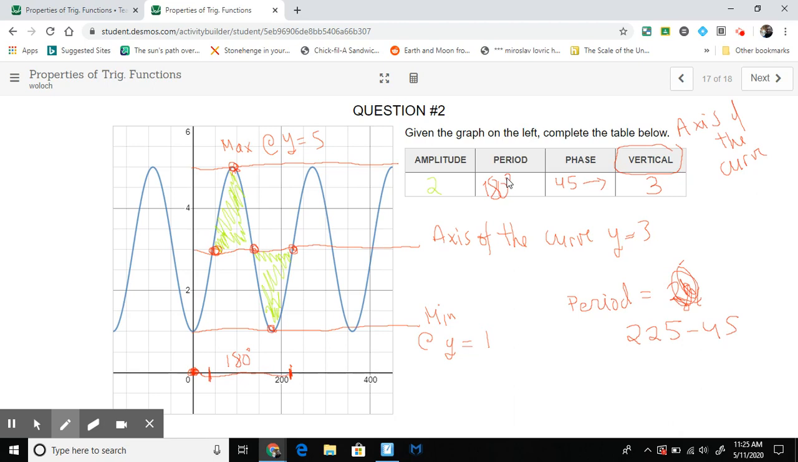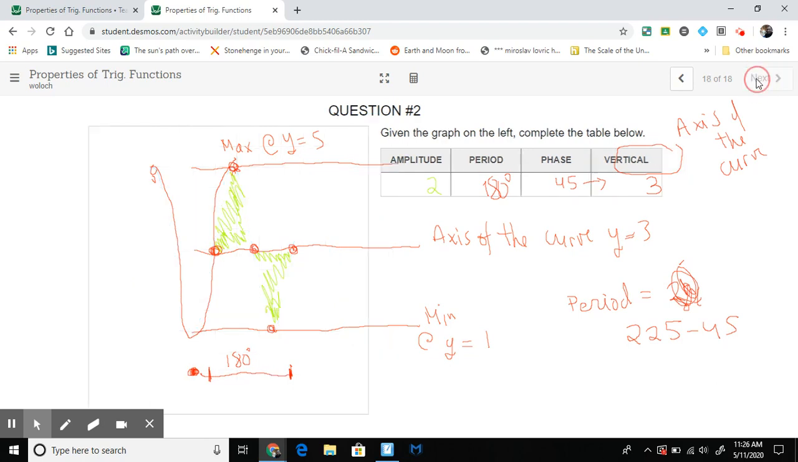I noticed also, you could have modeled it using a cosine, like you could have started from here and gone down. I just picked sine just because. So hopefully that is easy for you to understand if you had any questions from either question 1 or question 2.